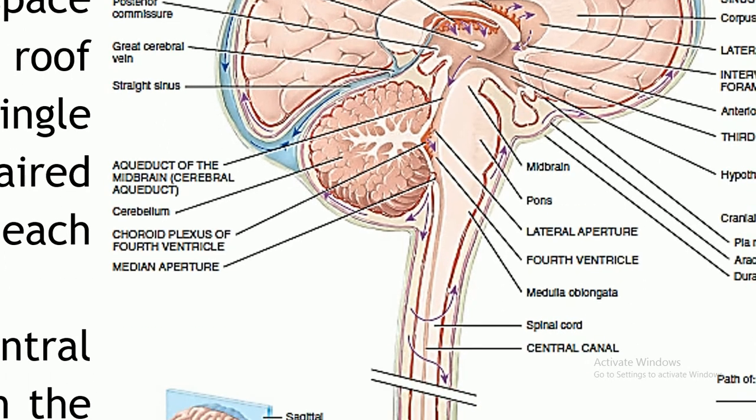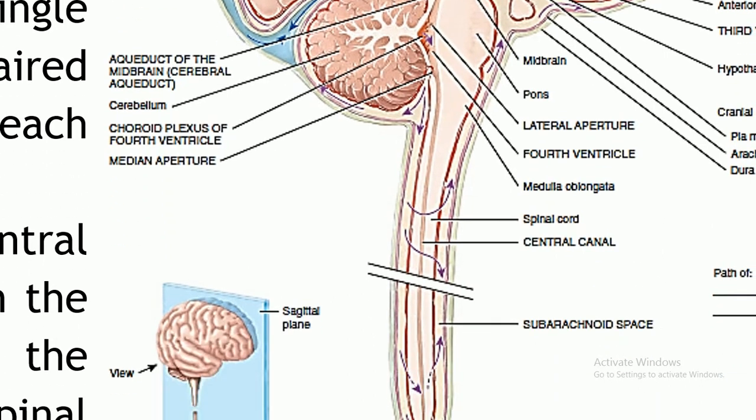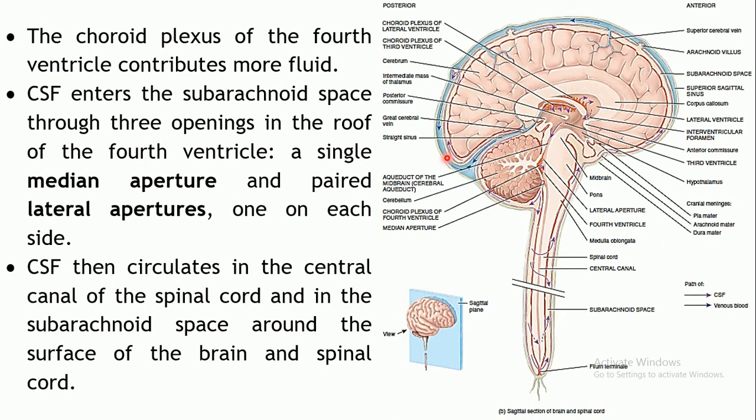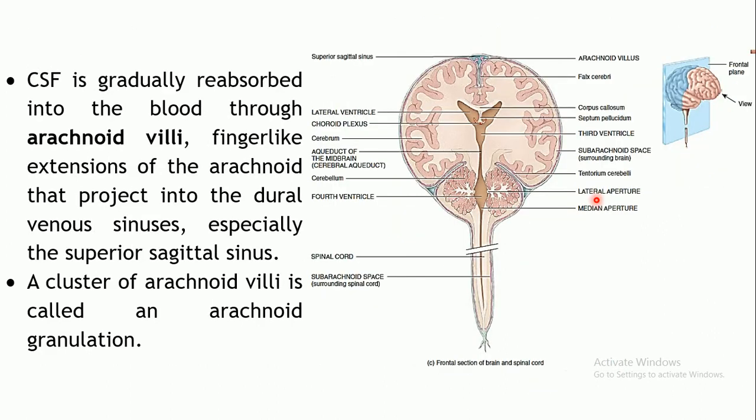Okay. Apart from this, it will also be flowing into the central canal. Remember the central canal which is present within the gray matter of the spinal cord. So it is flowing through the central canal as well as the subarachnoid space surrounding the brain as well as the spinal cord. So this is how the formation and the flow of the CSF will take place. So as it flows around, it will protect the brain and the spinal cord.